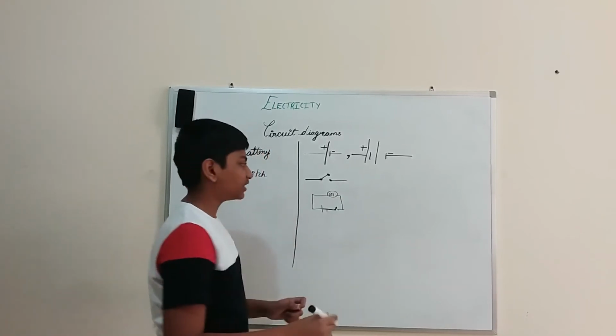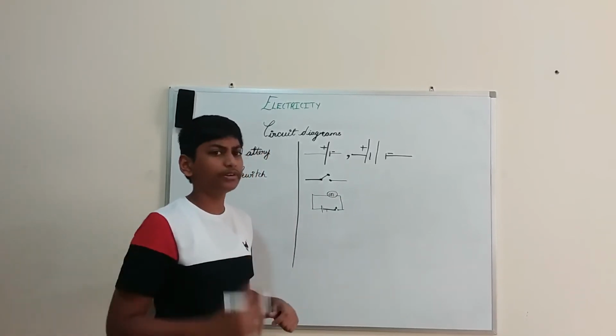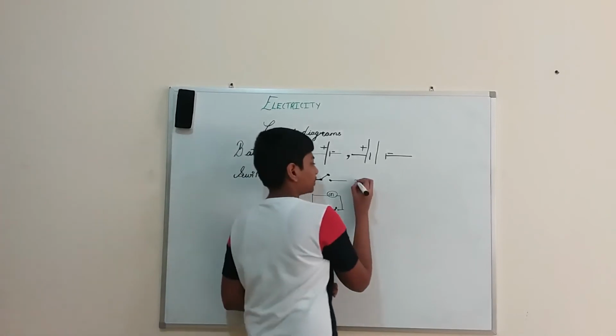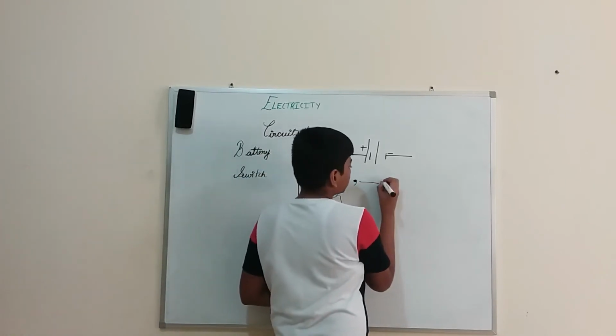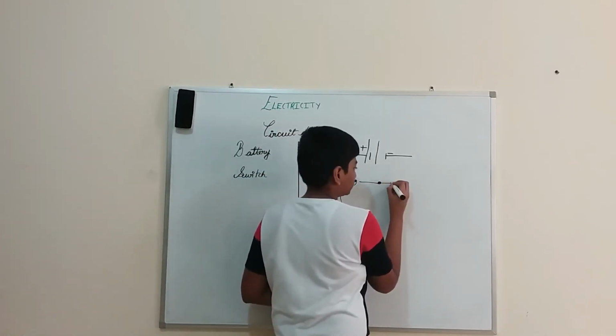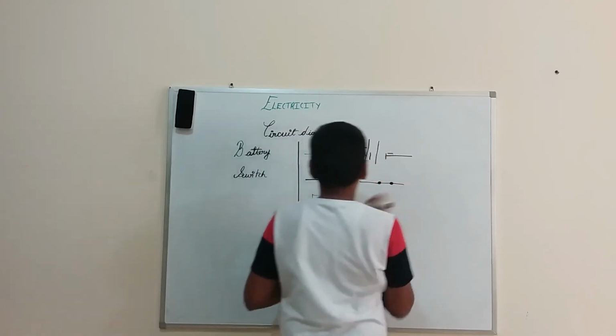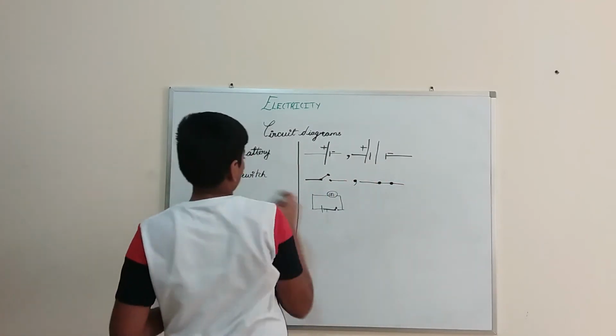So to make it glow, what do we need to do? We need to turn on the switch. So how will it look when it's on? When it's on, the switch will be nothing but two dots in the line saying that it is connected, okay? Now let's draw a key.